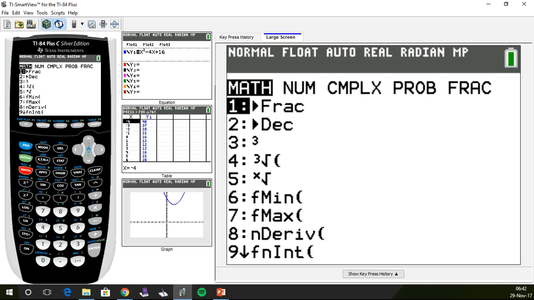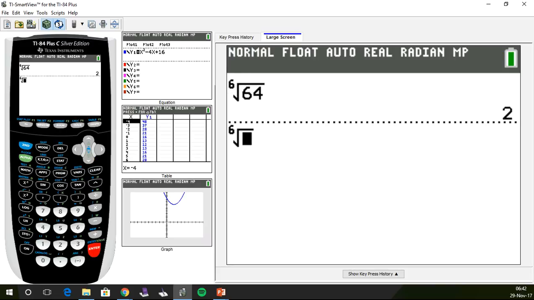We hit 6, and now when I select that 5th option, then we're going to be taking the 6th root, so you'll see it'll make that 6th root there. It'll put that 6 in where that x was. And then you can type in your 64 and enter, and it gives you your answer.